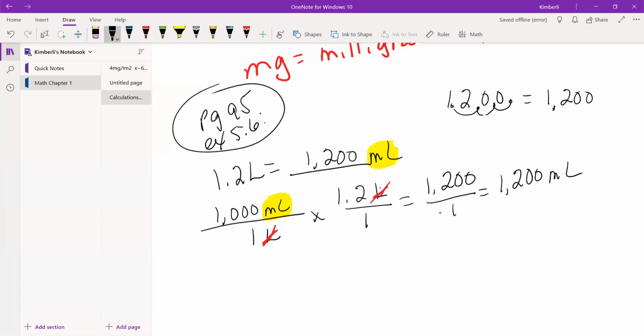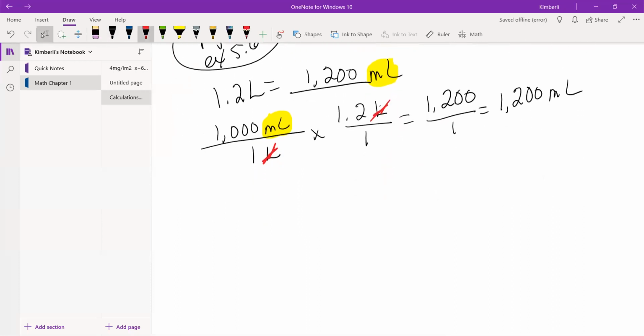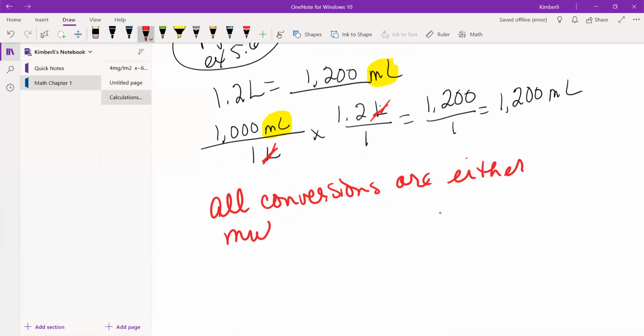Okay? So now here's the thing. A lot of people wonder, if I'm going from liters to milliliters, do I multiply? Do I divide? And it can get really confusing because all conversions are either multiply or divide. All conversions are going to be either multiply or divide. So that's something you want to remember, because what you're going to be doing is either multiplying or dividing.